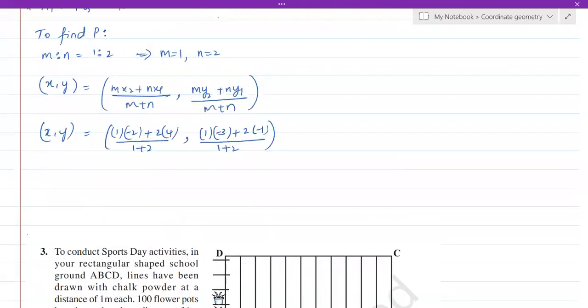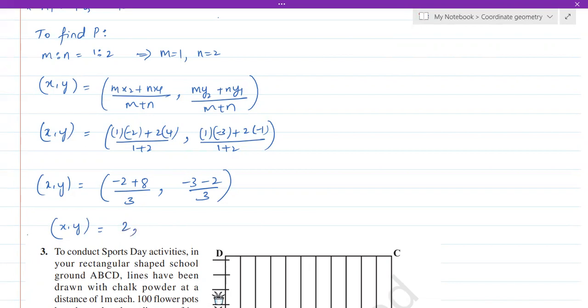Now therefore x comma y will be equal to 1 into -2 is -2, plus 2 4s are 8, divided by 1 plus 2 is 3. 1 into -3 is -3, 2 into -1 is -2, divided by 3. Therefore, x comma y will become -2 plus 8 is 6, 6 by 3 is 2. -3 minus 2 is -5, divided by 3. Therefore, the coordinates of P is (2, -5/3).